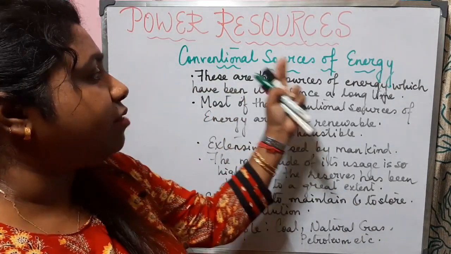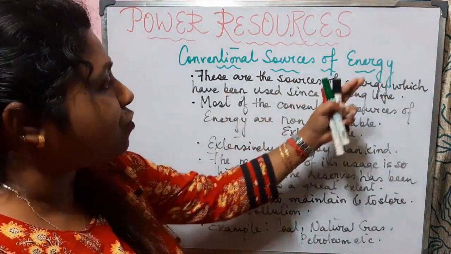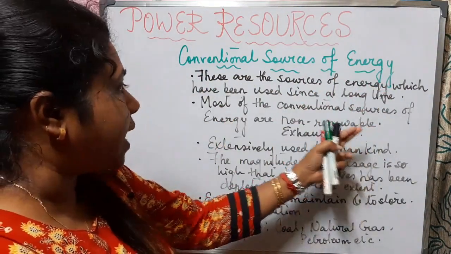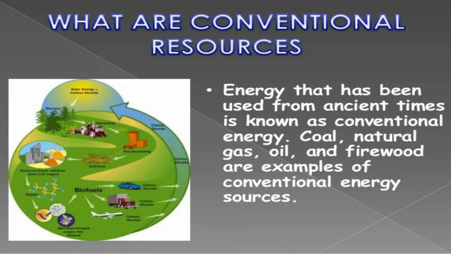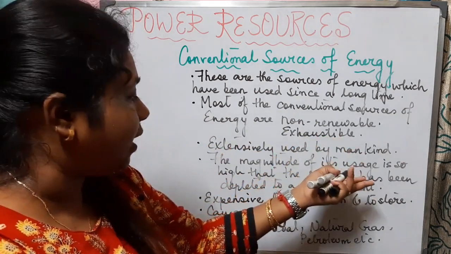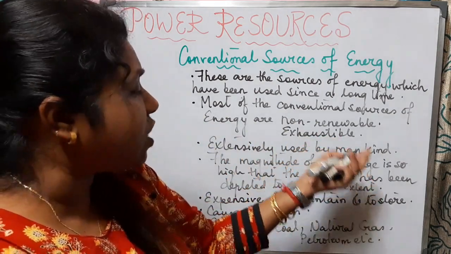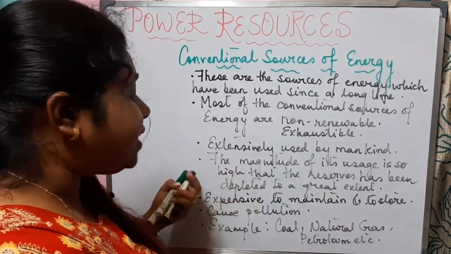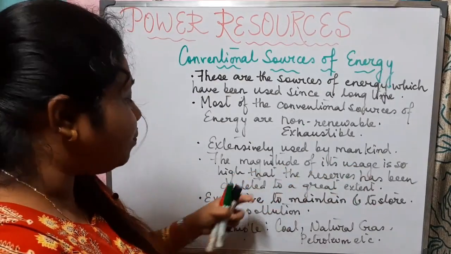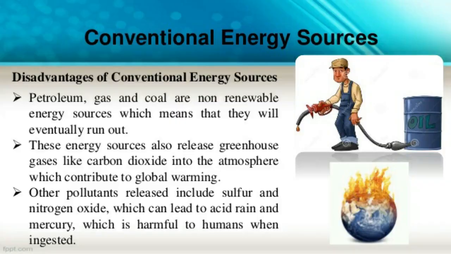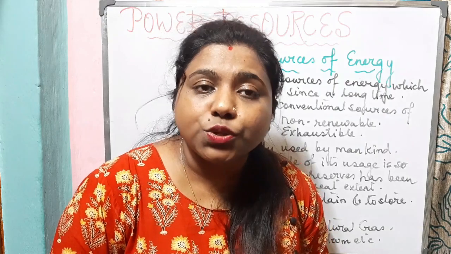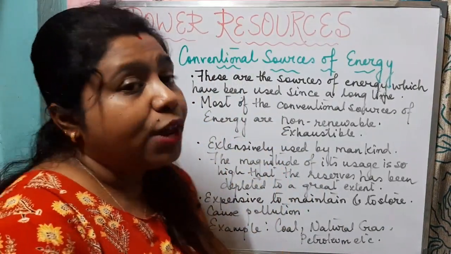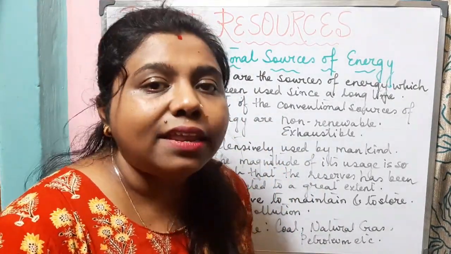So what do you mean by conventional sources of energy? These are the sources of energy which have been used since a long time. Most of them are non-renewable, or we can also call them exhaustible. They're extensively used by mankind. The magnitude of their usage is so high that the reserves have been depleted to a great extent. They are very expensive to maintain and to store, cause pollution, and the examples are coal, natural gas, and petroleum. Today we will learn about firewood as a conventional source of energy and about coal, and also their advantages and disadvantages.